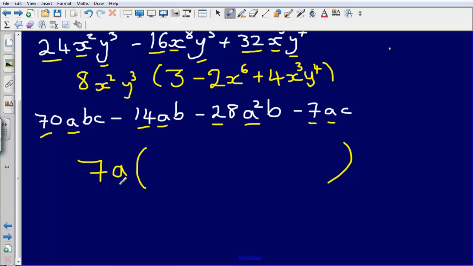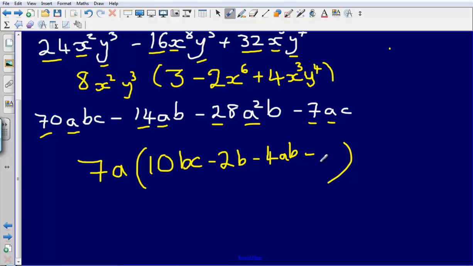Then what do I need to multiply 7a by to reach 70ABC? Well, that's just going to be 10. 7 multiplied by 10 will give me 70. A multiplied by 1 is going to give me A itself. What are we missing? We're missing B, C. Next one is going to be 2B. Next one would be 4AB. So 7A multiplied by 7 multiplied by 4 gives me the 28. A multiplied by itself is going to give me A squared, and then I'm just missing that B on the end.